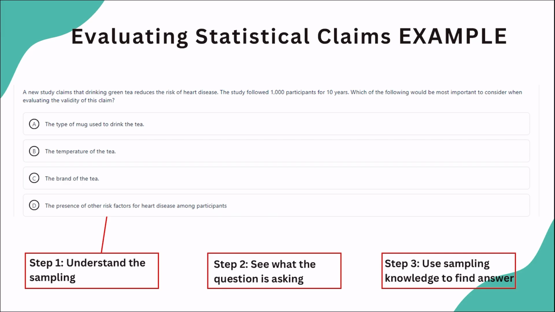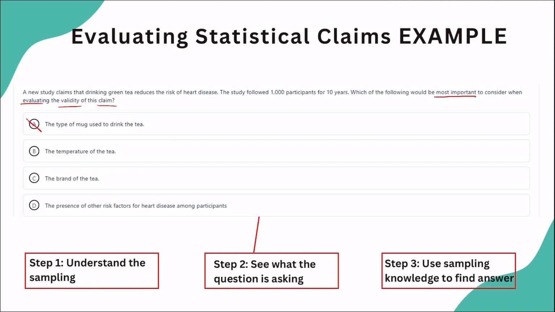Okay, and so the sampling is of people who are drinking green tea, and we're looking at the risk of heart disease. So what's the question asking? Well, it's asking what would be most important to consider when evaluating the validity of this claim. So now let's read through our answer choices and see which one is the most important. So choice A, the type of mug used to drink the tea. I don't think the mug would really matter, and so I'm going to X that one out.